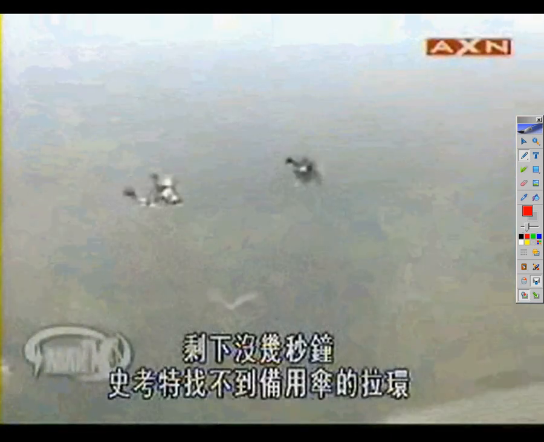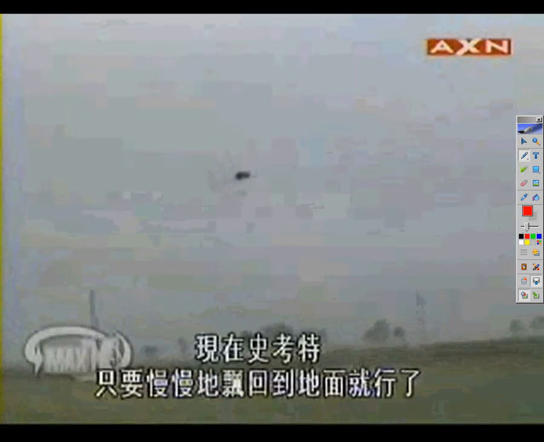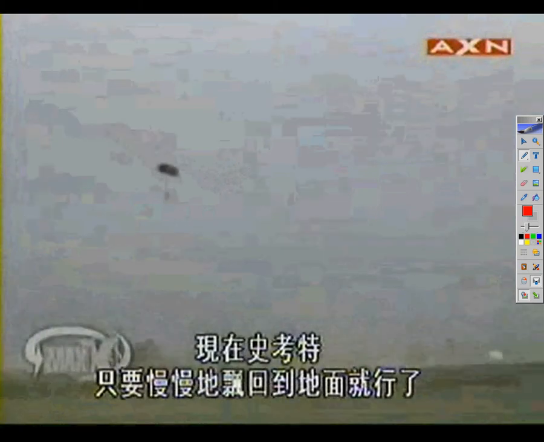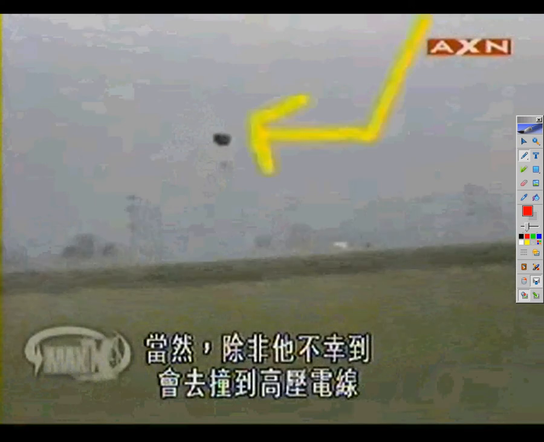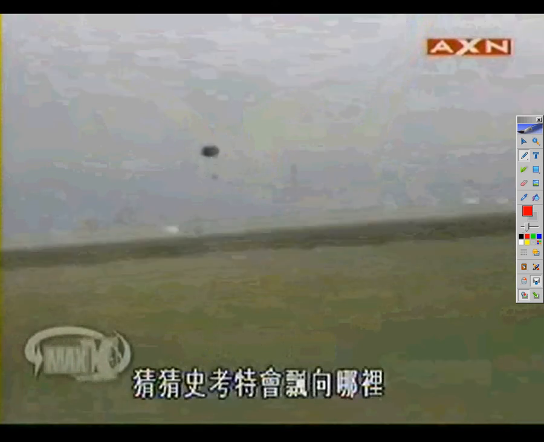With only seconds left, Scott can't find his reserve chute. I was falling upside down at about 125 miles an hour. One of my instructors was coming down trying to get to me, and they were pointing, and I saw the metal handle, and I grabbed onto it, and I thought, well, this is my last chance. If this doesn't work, then I'm dead. His reserve chute finally opens. It looks like he's lucked out. Now all Scott has to do is float gently back to Earth. Unless, of course, he's unlucky enough to hit some power lines. Well, there's Scott, and there's the power lines. Guess where Scott's going?